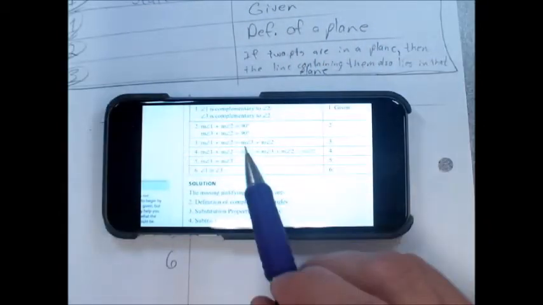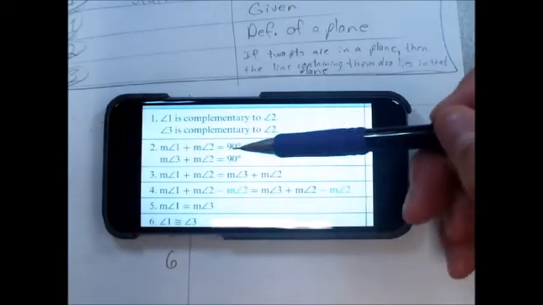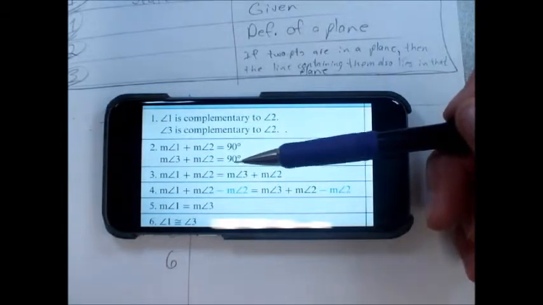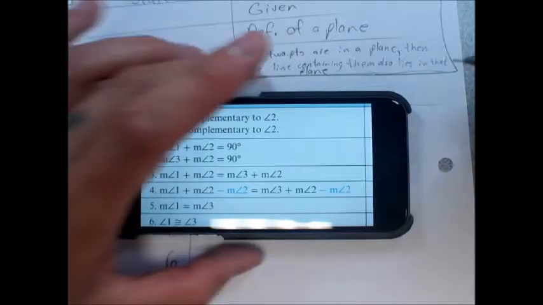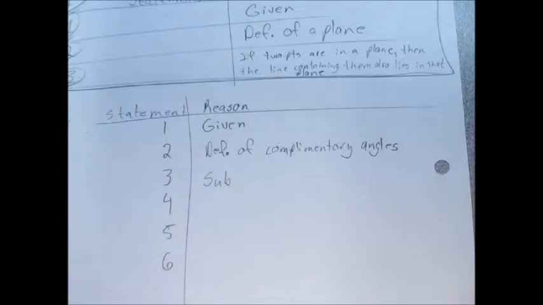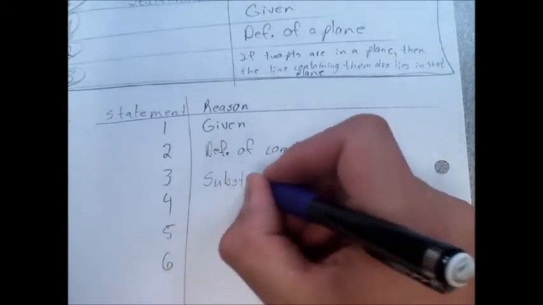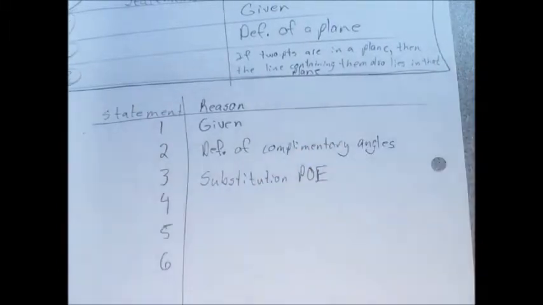Next, it says that they're equal to each other. What tells me that I can set these two equal to each other? It's because of the 90 degrees. Okay, these two 90 degrees here allow us to set them equal to each other. That's a substitution right here. If this one's equal to 90 and that one's equal to 90, then they must be equal to each other. So that's a substitution property of equality. Don't just write sub, because that could be subtraction. So write out the word substitution. And then you can use the abbreviation for property of equality, that's fine.